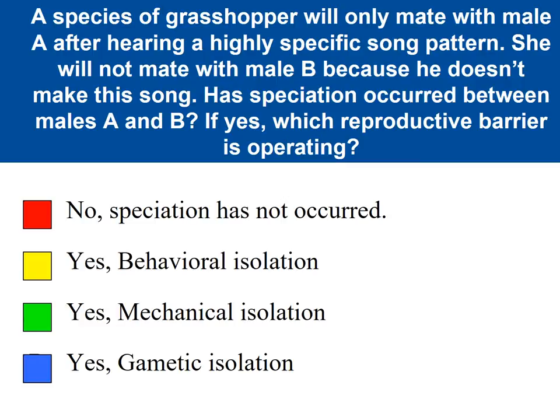So if you said yellow, you are correct. Yes, speciation has occurred because those types of organisms can't reproduce with one another. Yes, speciation has occurred because they're reproductively isolated, and it's behavioral isolation because of the song pattern. They use a slightly different mating ritual, which is a type of behavior. And so yes, it's behavioral isolation.